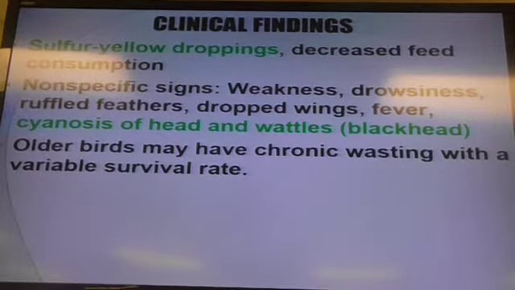Classic picture: you may have sulfur yellow droppings, so yellow diarrhea, and decreased feed consumption. They may be drowsy, with drooped wings, and they may have cyanosis of the head and wattles. That's why it's called blackhead. And these birds often, as they get older, become chronic wasting.